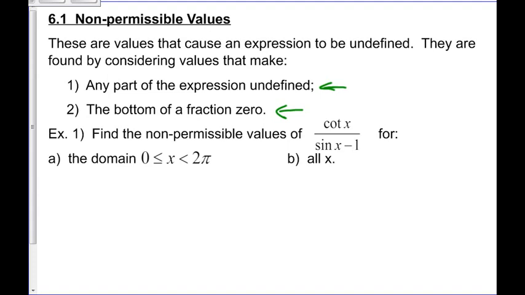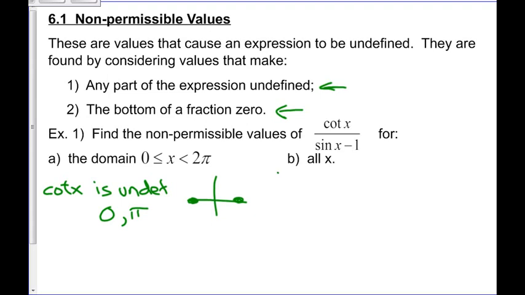So here we want to find the non-permissible values of cotangent x and sine x over sine x minus 1. So we're going to ask ourselves, where is cotangent undefined? And from our work in Chapter 4, we'll know that cotangent is going to be undefined at these spots on the unit circle. Okay? Because cotangent is cosine over sine. Wherever sine is 0, we're going to have cotangent undefined. So that's 0 and pi if we were talking about the first revolution.